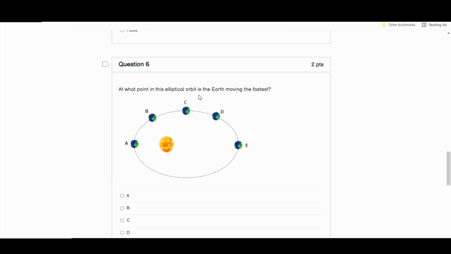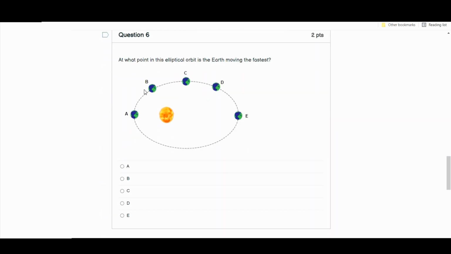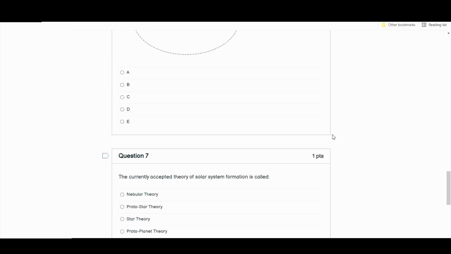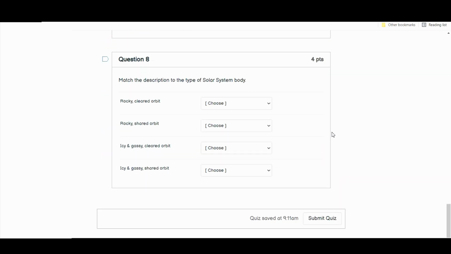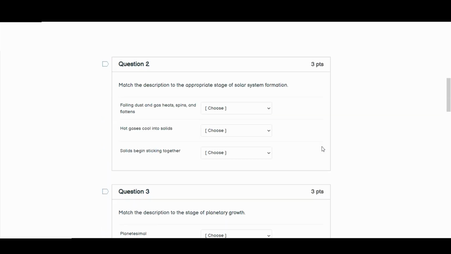There's true, false. Here's that question that I was telling you about that has multiple Earths on here. And you're going to tell me which one of these positions we would be moving the fastest. So would we be moving fastest at A, B, C, D, or E? Please make sure that you can answer this question. You will have something very, very close to this on the test. Once you've answered all of these, go ahead and submit it. And if you're not happy with your score, you can always take it again for anything that's on Canvas.